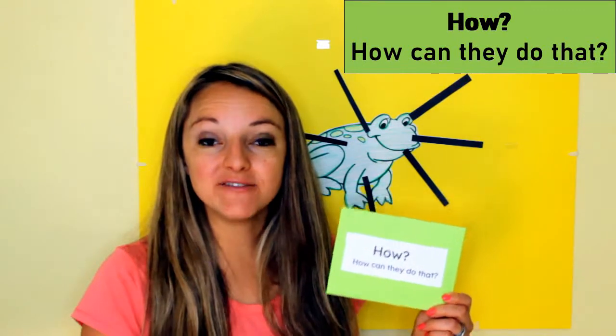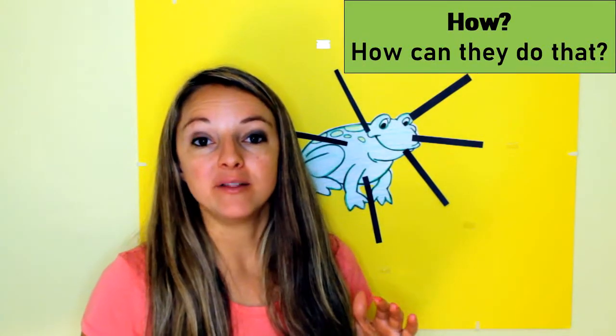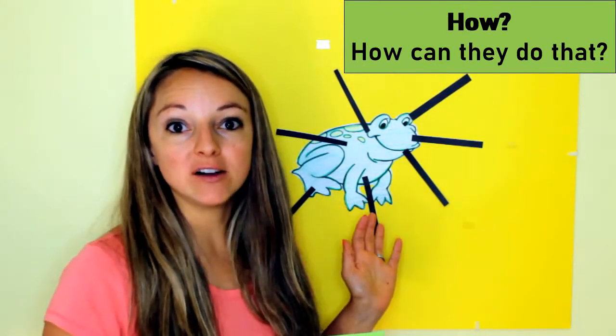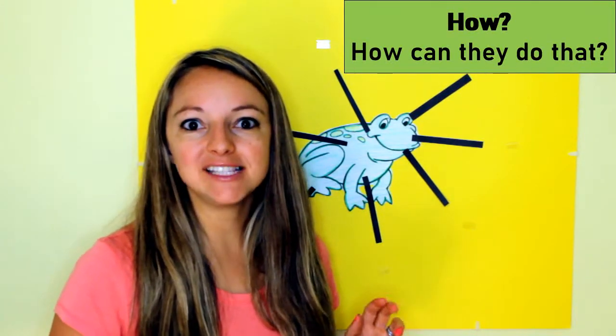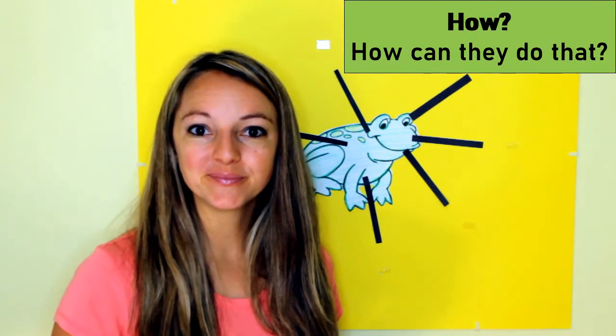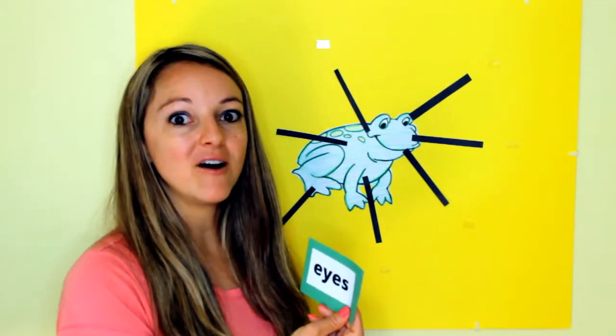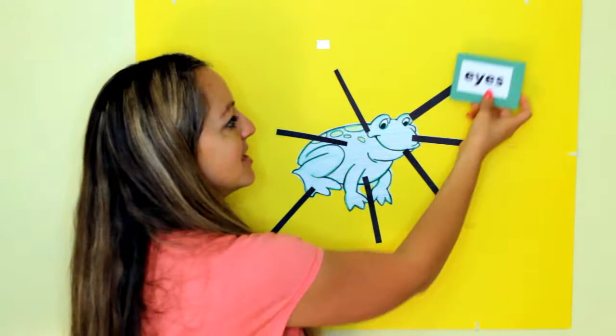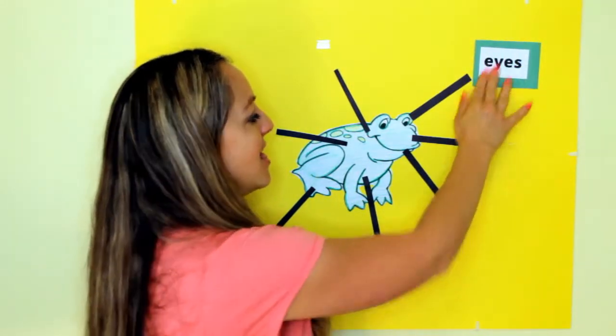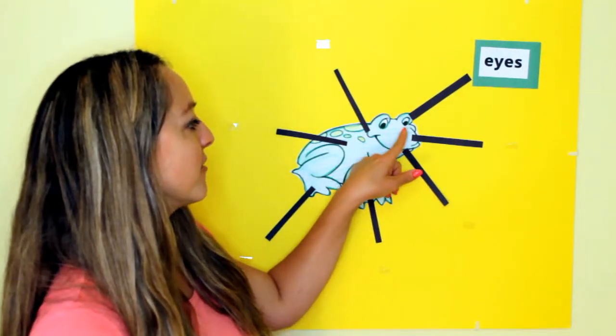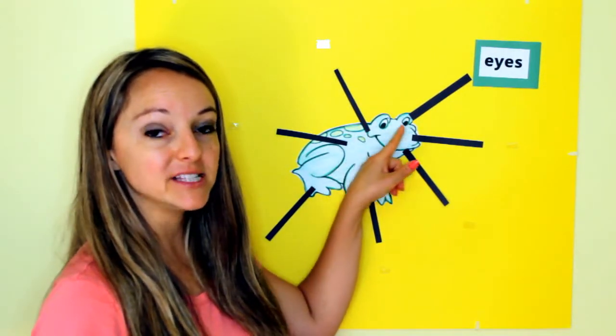For our next activity, we're going to learn all about the parts of the frog's body and all kinds of things that frogs can do. Let's play. Okay, let's see what the parts of the body are. Okay, the first one we're going to learn about are eyes. These are the frog's eyes. They're located at the top of the head.